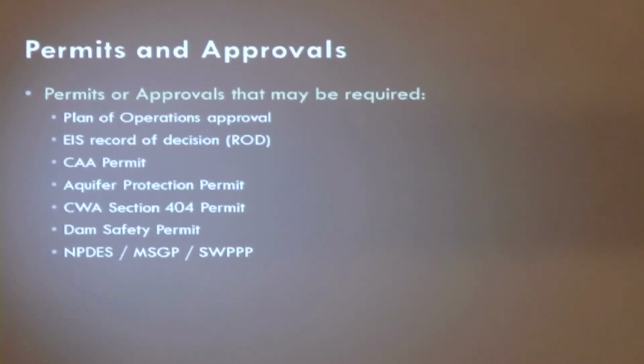Air quality permit under the Clean Air Act, aquifer protection permit, that's a very big deal and a very rigorous exercise to get. Clean Water Act Section 404 permit, in all likelihood you'll need one or more of those, possibly a dam safety permit, and then for the potential to discharge stormwater, a National Pollutant Discharge Elimination System permit. That is a mouthful, but what it is is a permit that specifies what you may or may not discharge in terms of quality and oil and that sort of thing.